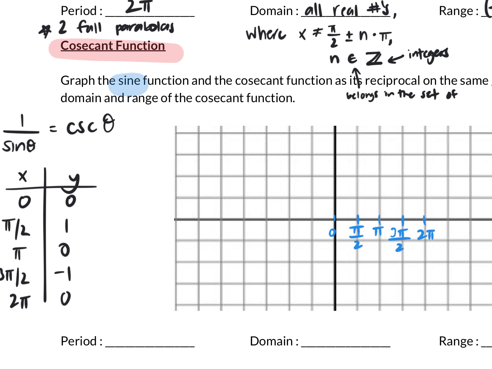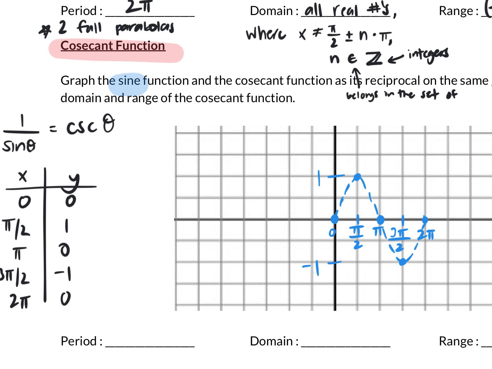Okay, so sine, we're starting at 0, 0. And then let's call this 1 and negative 1. We've got my 5 points there. And I'm going to create my dashed line of my sine function.